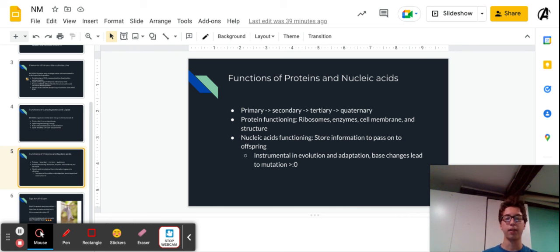So nucleic acid functioning. The nucleic acids are used to store information to pass on to offspring. This is really important when it comes to evolution and adaptation, because that's how evolution and adaptation are able to happen. People used to think it was through proteins, but when we discovered more about nucleic acids, we figured out that that's really what's going on. And the structure of these nucleic acids also shapes how evolution works and how mutations are able to happen.